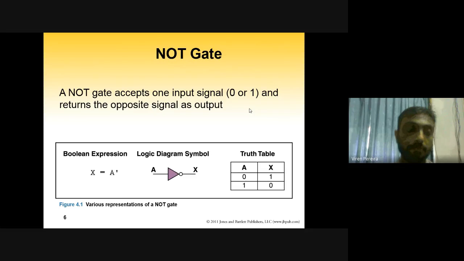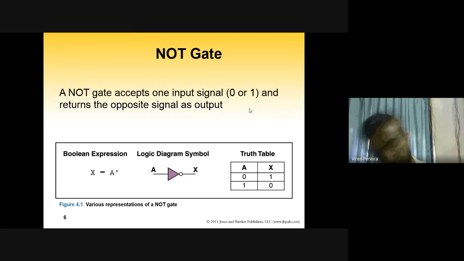Here is where it shows the Boolean expression, logic diagram or symbol, and truth table. Your Boolean expression shows X equals A dash. The dash basically represents inversion. You can even keep it as A with a dash on top. You could even have that small comma which you see on top, that also denotes inversion. You can even have a bar there instead. That is another way of expressing it, which is totally correct.